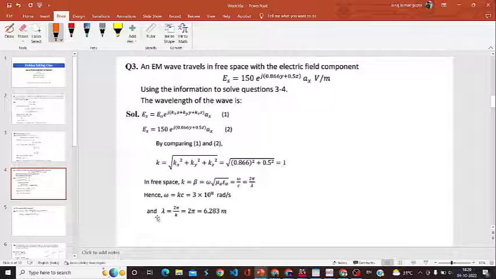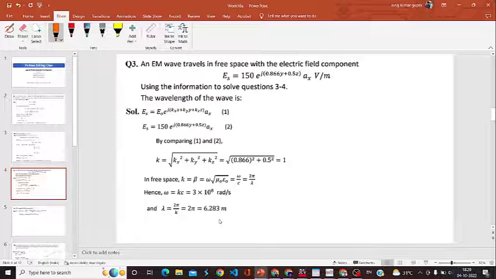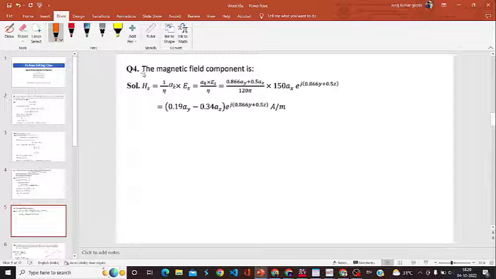Once you find out the value of k, you can determine the value of the wavelength, which will be equal to 2 pi by k, with k equal to 1 here. So the net wavelength will be equal to 6.283 meter.